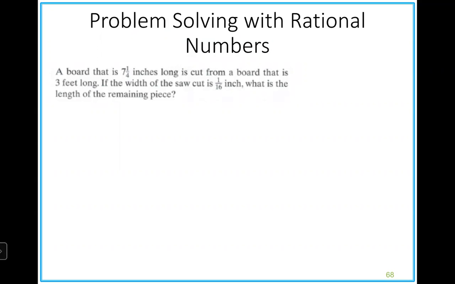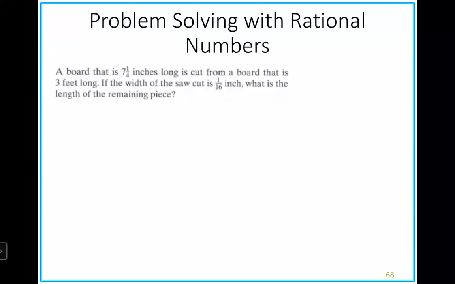Okay, so anybody want to tell us what we do here? Subtraction. Okay, it is going to be subtraction. So what are you going to subtract from what? You're going to subtract 7 1/4 minus 1/16. Okay. What's left over after cutting the 1/16.